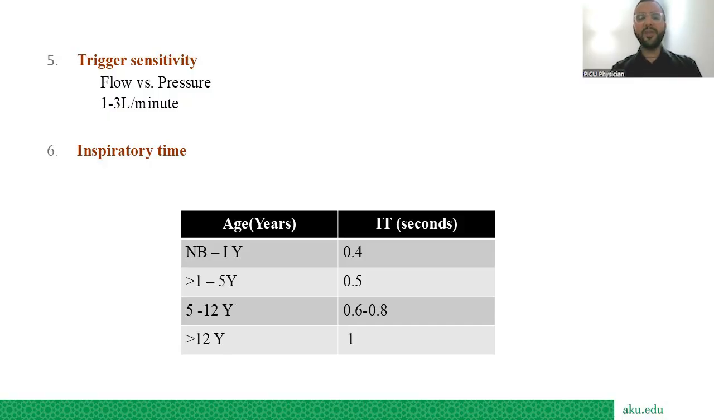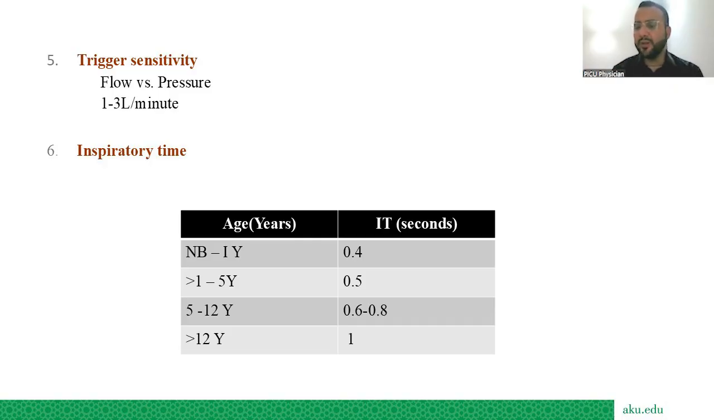Okay, so if we set a target of 1 liter per minute of trigger on the machine, that means we are setting a target on the machine for the patient. If the patient wants to make a spontaneous breathing effort, if the patient wants to breathe on his own, then the patient will have to generate 1 liter per minute of flow in the tubing circuit during the inspiratory phase.